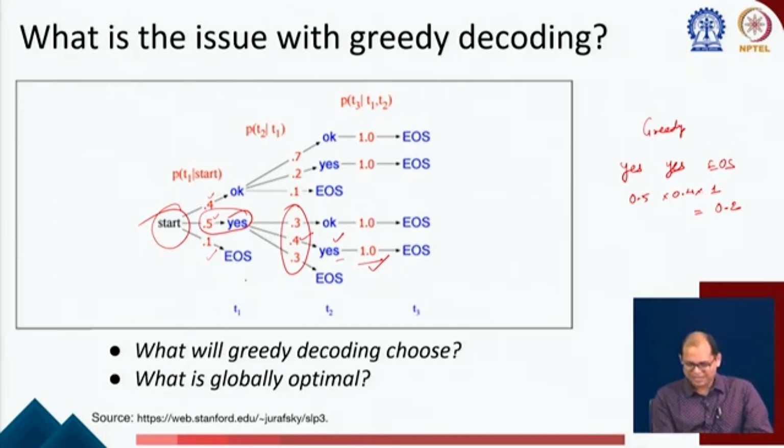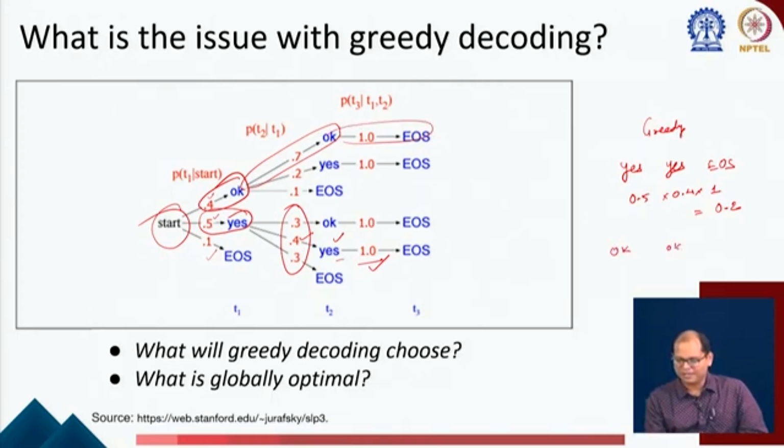Now, is there any other sequence that has a higher probability? So if I see, okay, with yes, this is the best possibility. What about if I would have taken the second highest probability in the first step? Then I could have again generated OK and then EOS. So if I would have generated OK, OK, EOS, that would be 0.4 into 0.7 into 1, that is 0.28. And immediately I can find another path that has a higher probability than my greedy solution. So immediately that means this is not optimal.